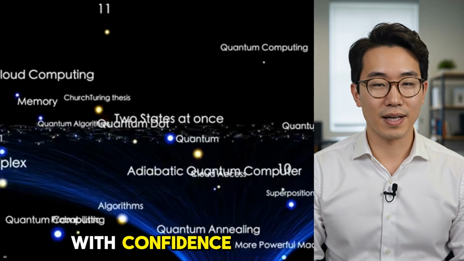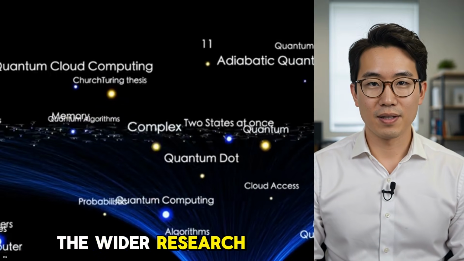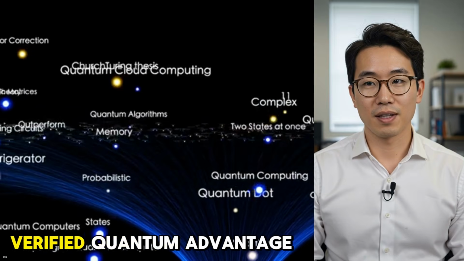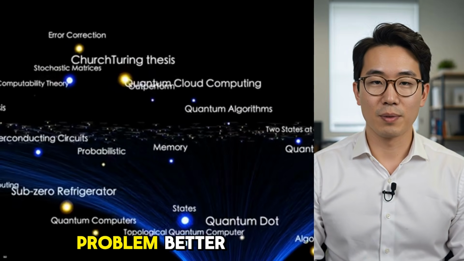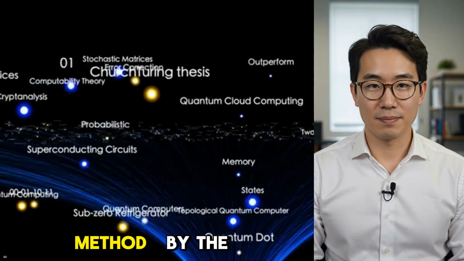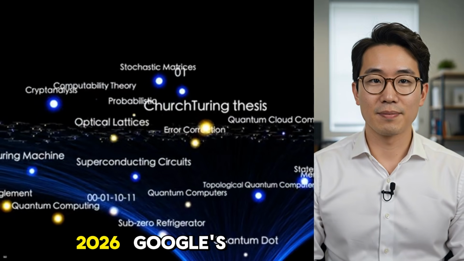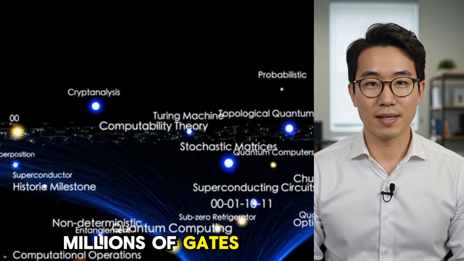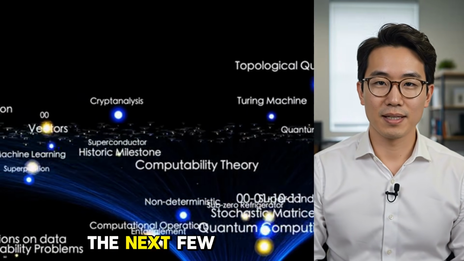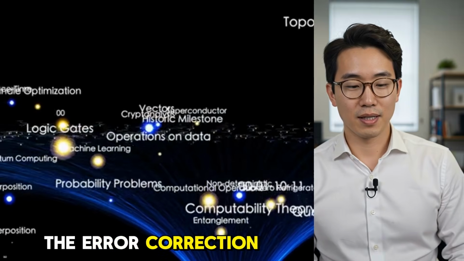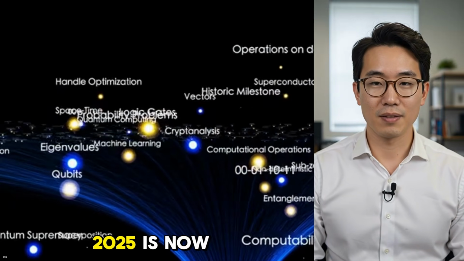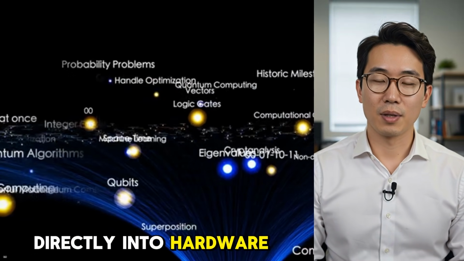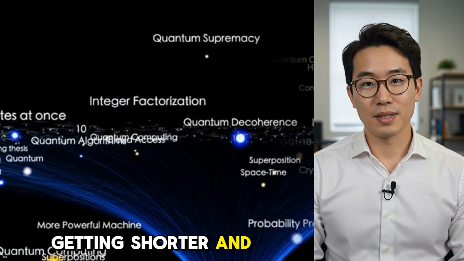IBM has stated, with confidence, that they expect the wider research community to confirm the first verified quantum advantage, solving a real problem better than any classical method, by the end of 2026. Google's roadmap describes a system capable of running circuits with millions of gates on hundreds of logical qubits within the next few years. The error correction research that tripled in volume in 2025 is now feeding directly into hardware development cycles that are getting shorter and more aggressive.